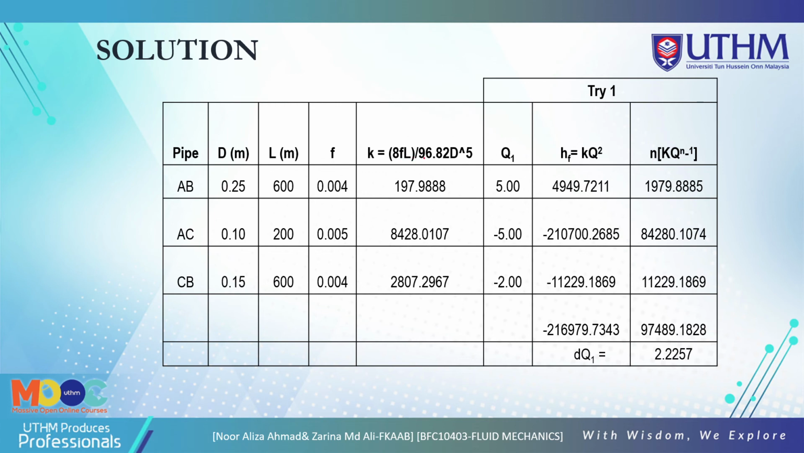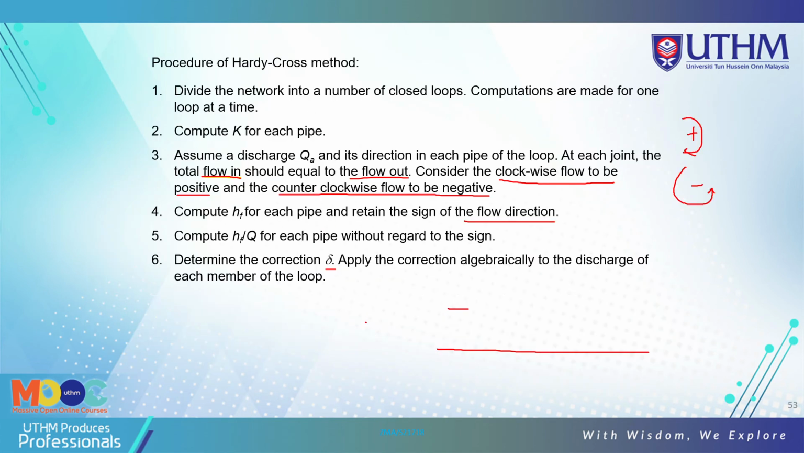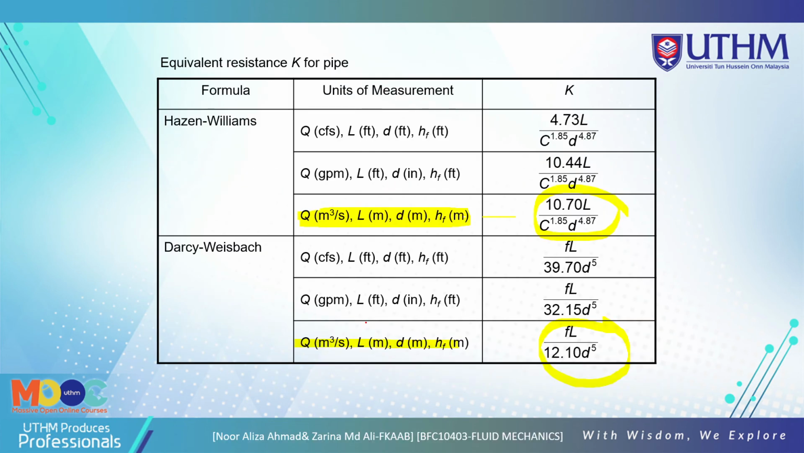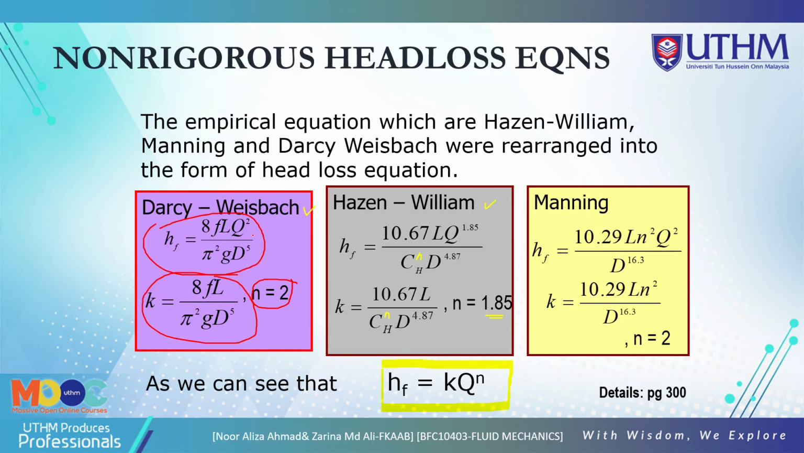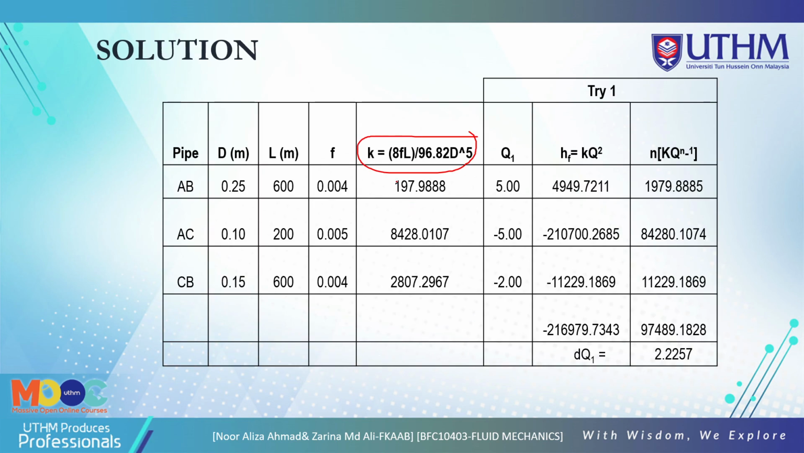8FL over pi squared 2gd, and d to the power of 5 here. Actually it is based on the value of K here, the F, 8FL over pi squared g d to the 5 here. So you just calculate the value here until you get this value.